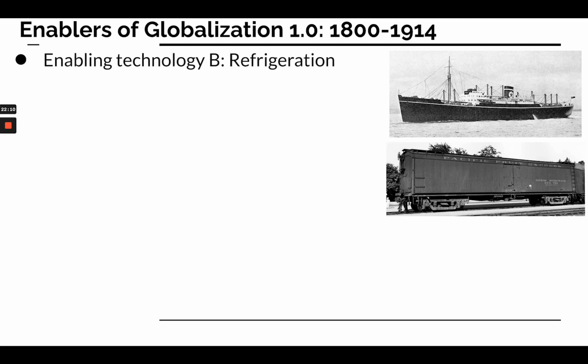The second enabling technology might surprise you. It's refrigeration, and it's not that you doubted the importance of refrigeration. I suspect that in all of your homes you have at least one refrigerator. Many American homes have more than one refrigerator, sometimes a deep freezer, a chest freezer, mini fridges in bedrooms. And refrigeration is a part of our life, but you might not have thought that it was essential for the story of globalization. But it is very important for globalization 1.0.